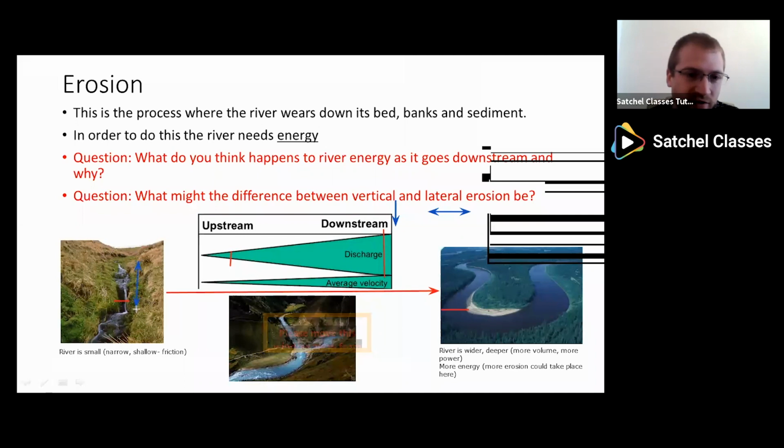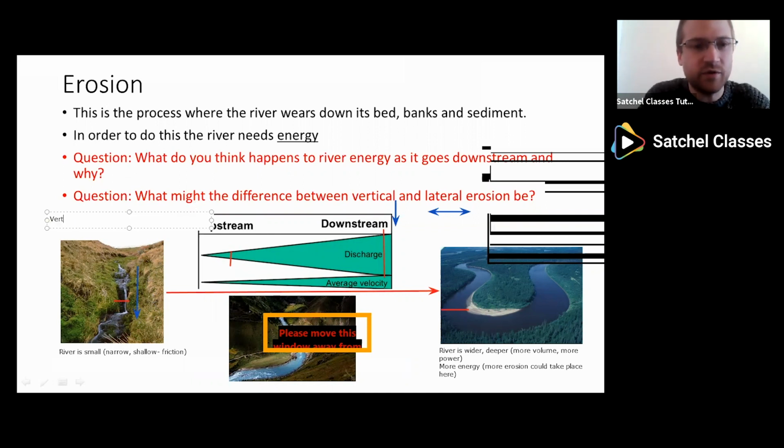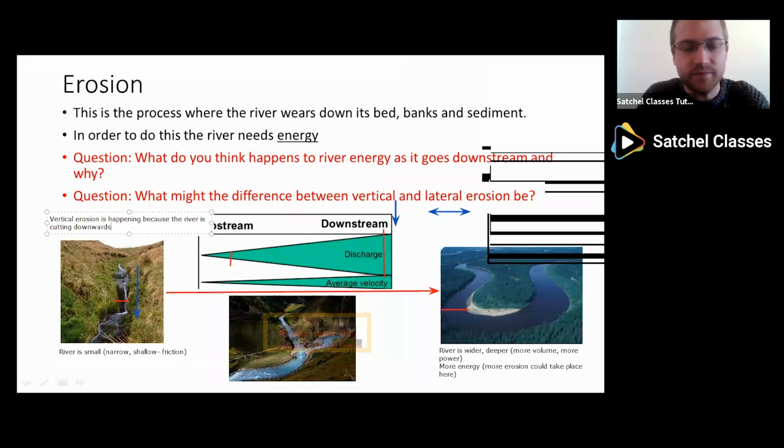Therefore, the river, and we can see visually there, actually, I'll just amend that. So we'll get an arrow. So our river, we can visually see that it is cutting downwards. It's literally falling. There's a mini waterfall there. So we know that vertical erosion is happening because the river is cutting downwards. It's trying to get down to sea level.